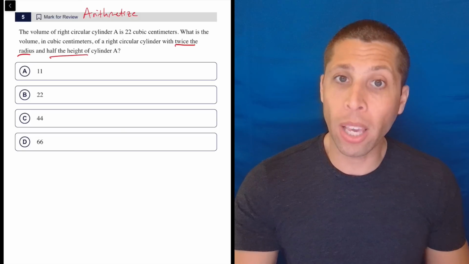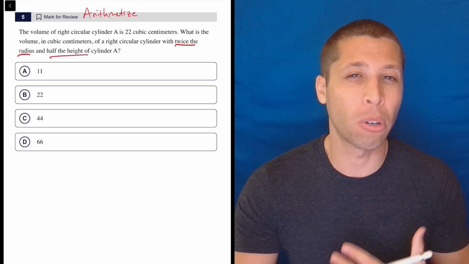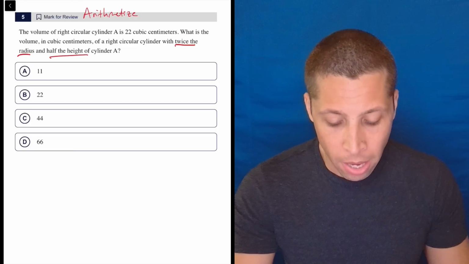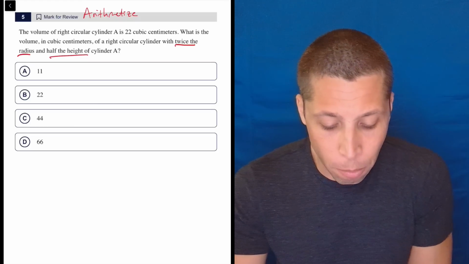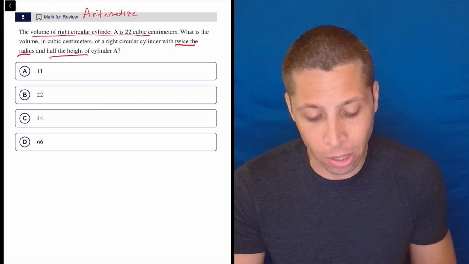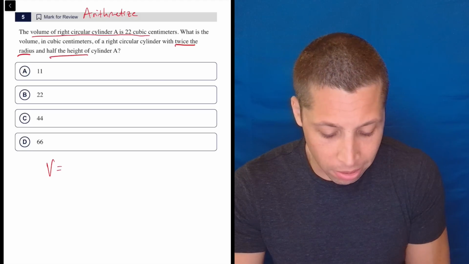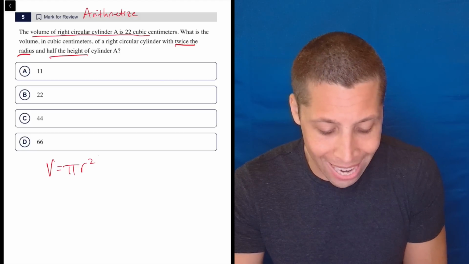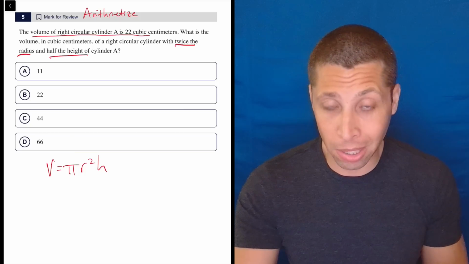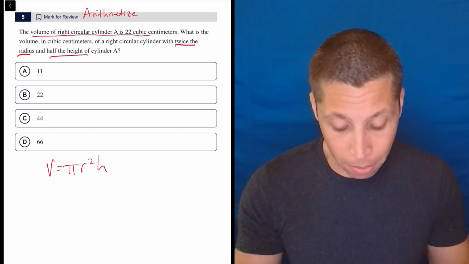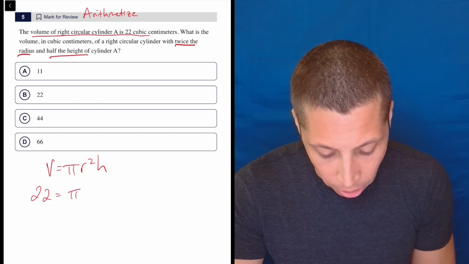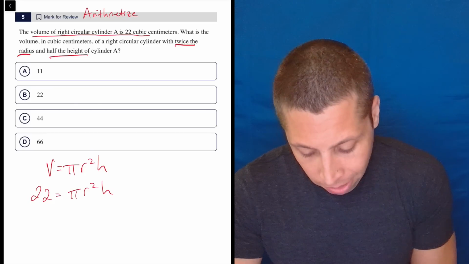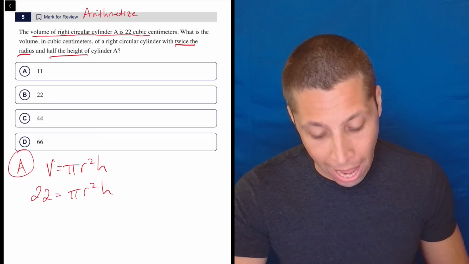But like most cases where we arithmetize, there's going to be some sort of rule we need to follow. So first things first, let's just think of this as plugging points into equations, right? We have the volume of right circular cylinder A is 22 cubic centimeters. So the volume of a cylinder is pi r squared h. That is in the reference formula if you don't have that memorized, but there you go. So 22 is equal to pi r squared h. And let's just be really clear, this is for cylinder A.